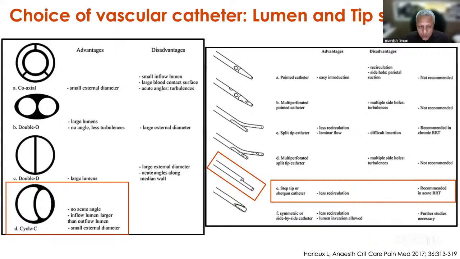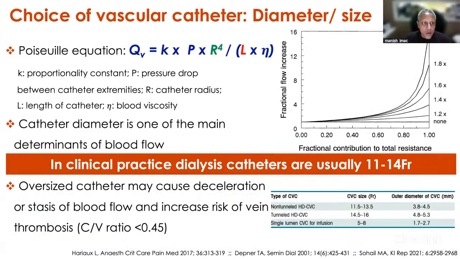Now, one of the major principles that governs the flow of blood through these catheters is actually the Poiseuille equation, which I've highlighted at the top. As you can see, in the numerator is the diameter or the radius of this catheter raised to the power of 4, and in the denominator is essentially the length of the catheter. So the two major determinants of the flow, or the resistance to the flow, in the catheter are the diameter of the catheter, and by diameter, I don't mean the external diameter.